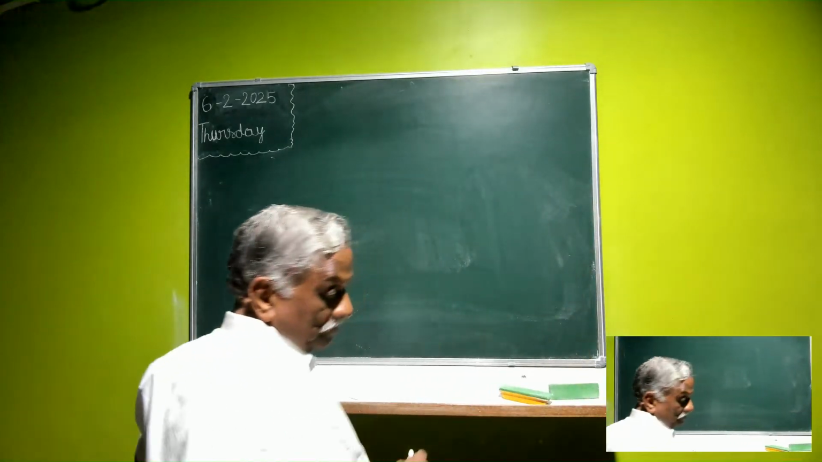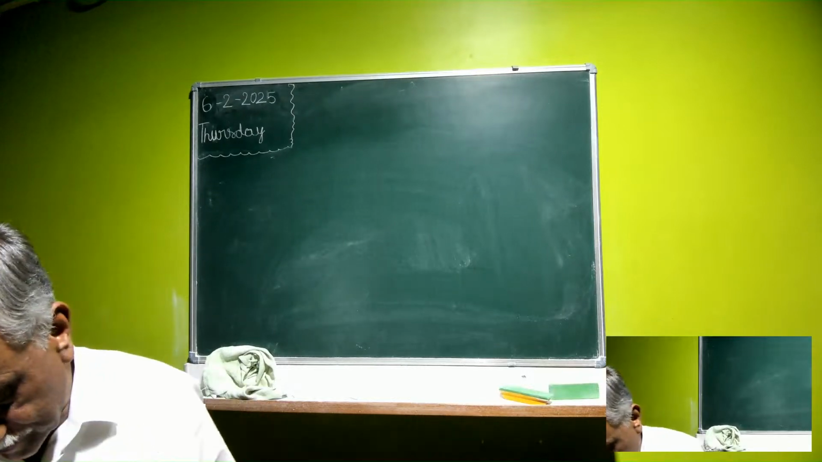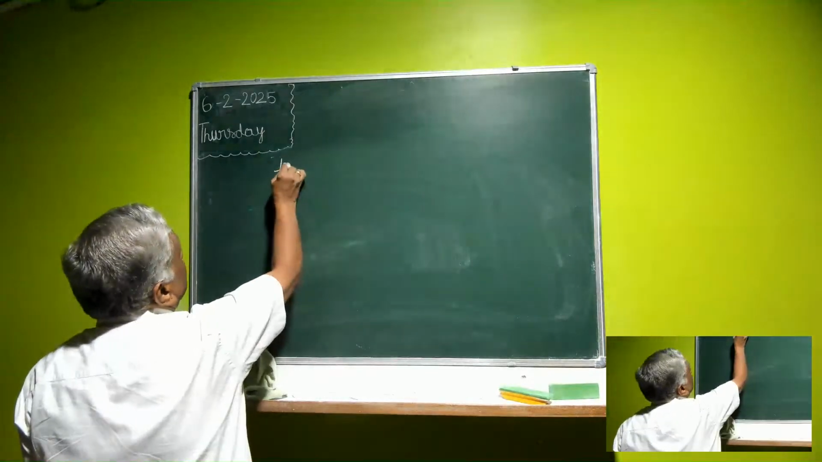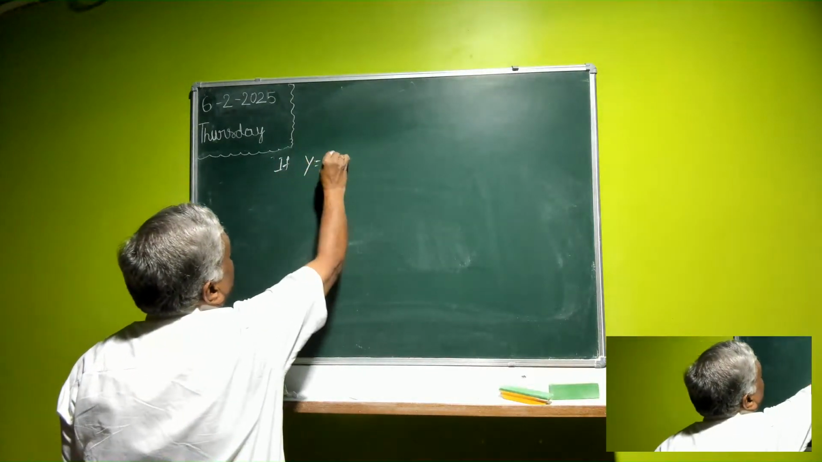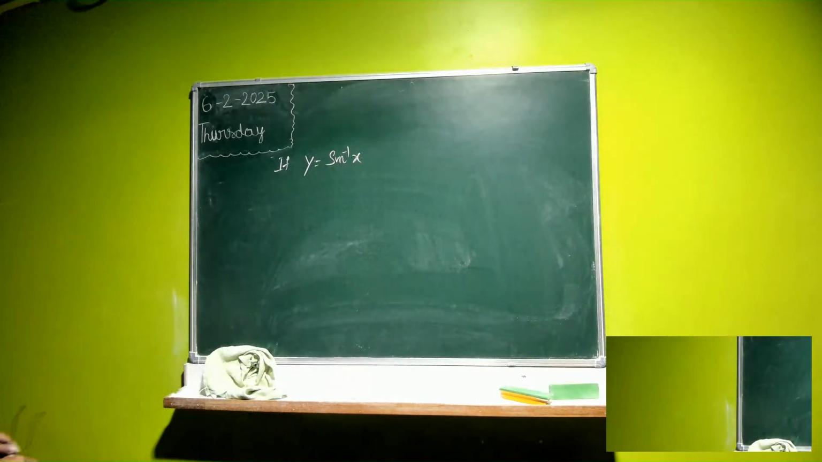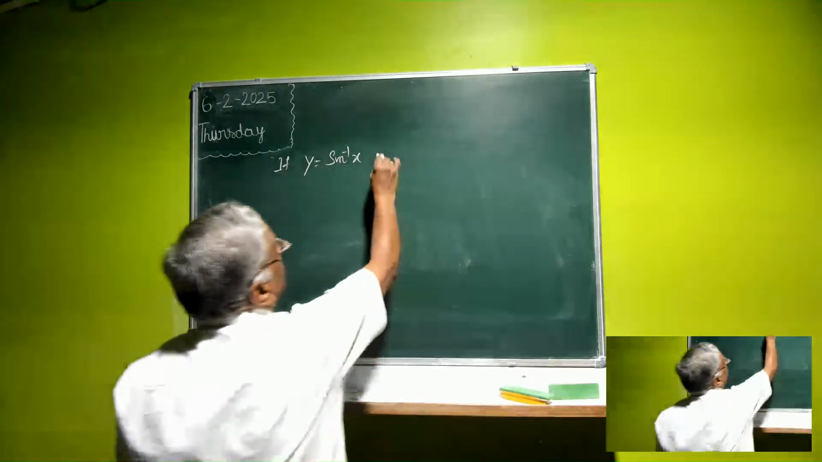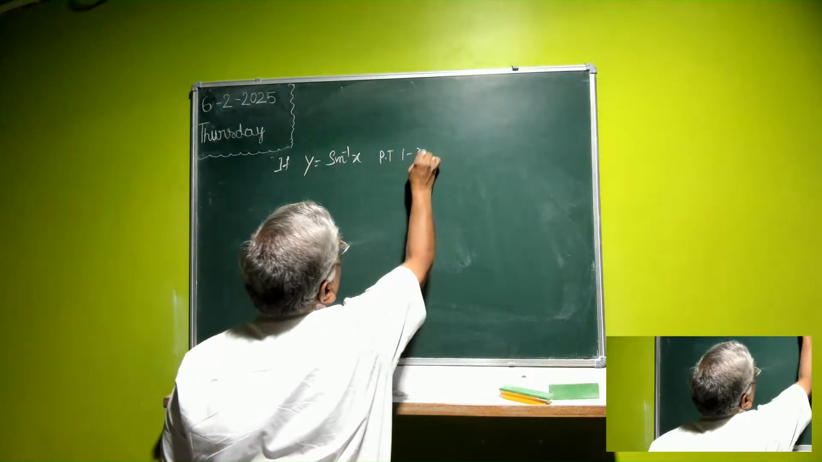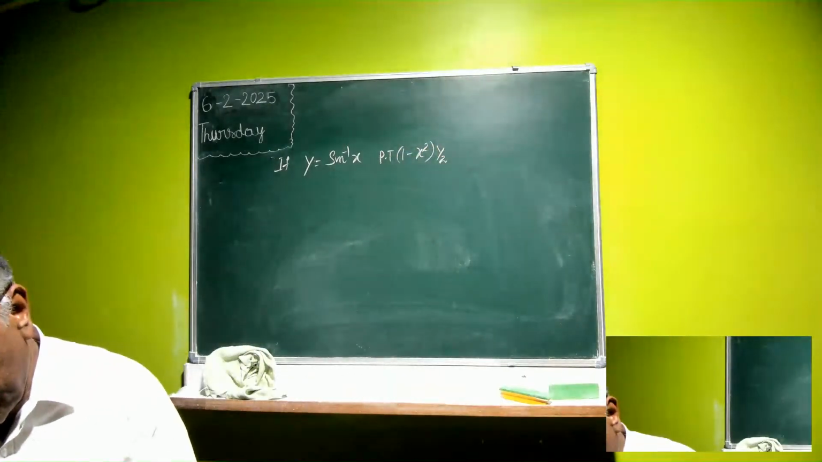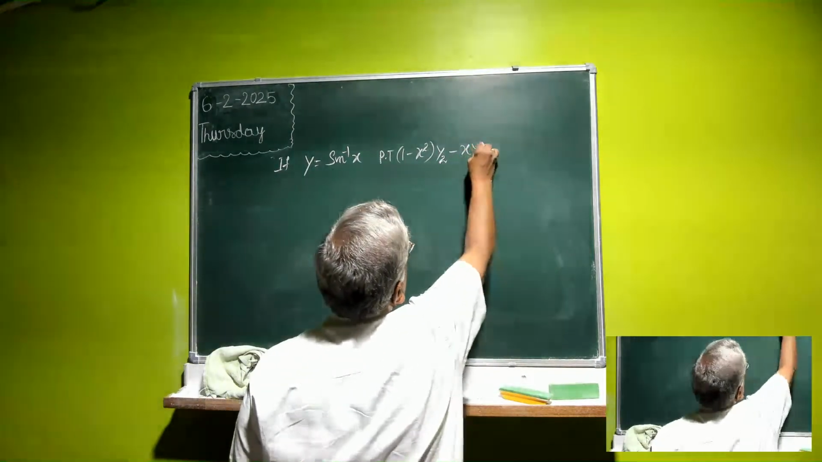Let's go to the next problem. If y is equal to sin inverse x, prove that 1 minus x square y2 minus xy1 is equal to.